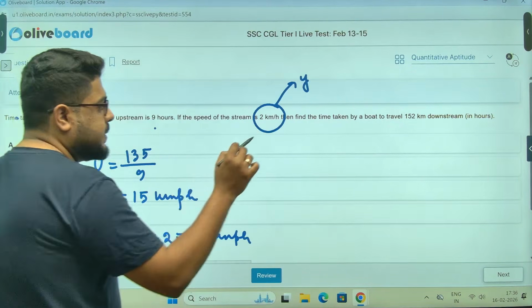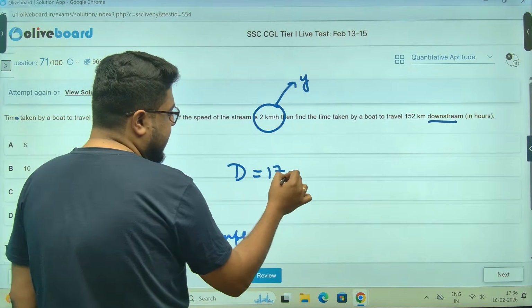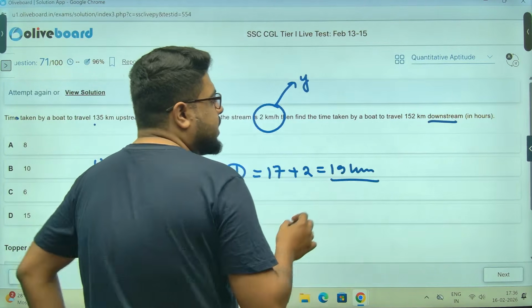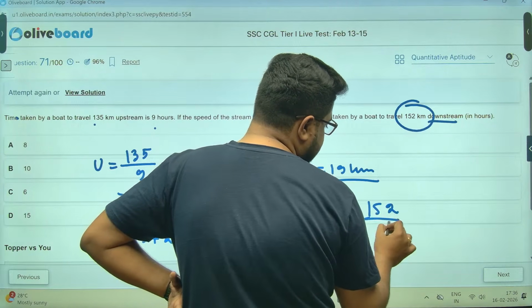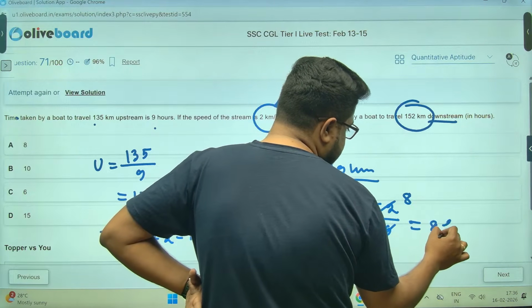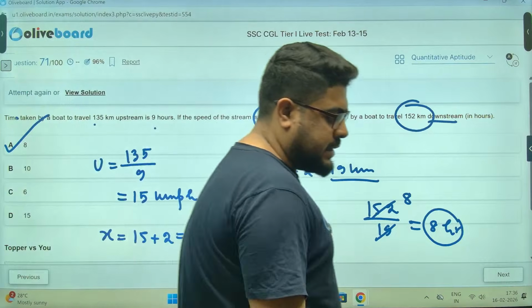Now what are they asking? Downstream. Achha, I need downstream speed. Downstream will be 17 again plus 2, that is 19 kilometer per hour. Now they are asking time taken. So time will be distance by speed. So 8 hours will be the answer. 8 hours, option A is your correct answer.